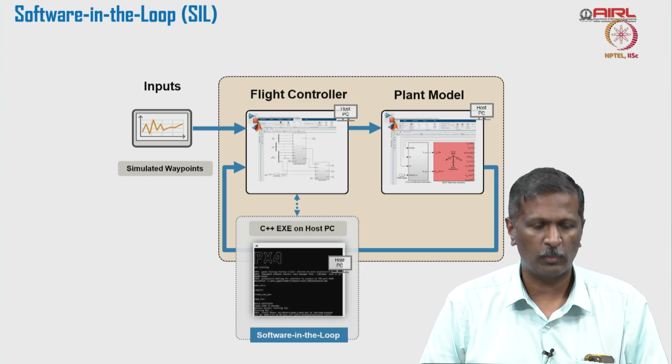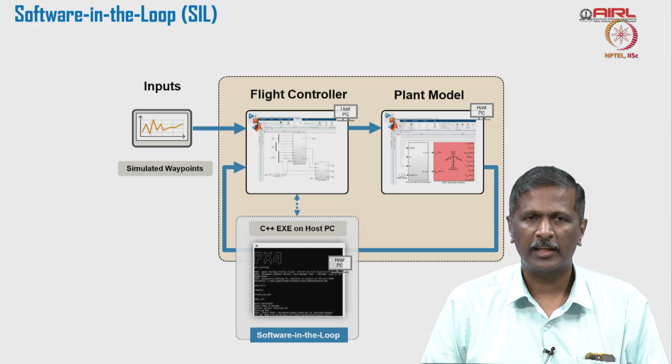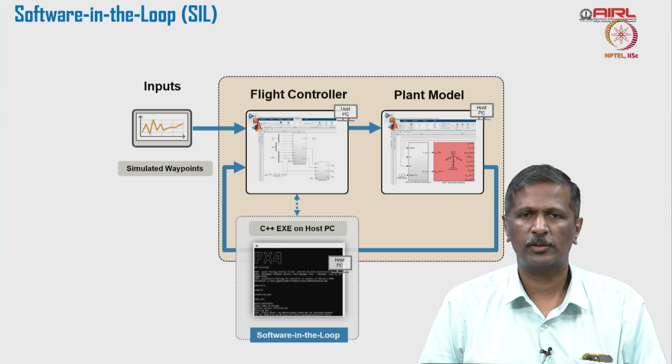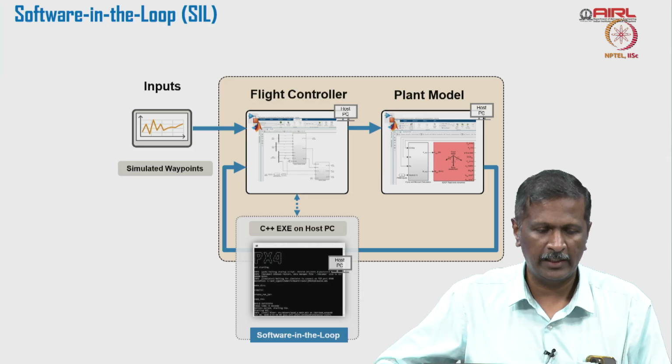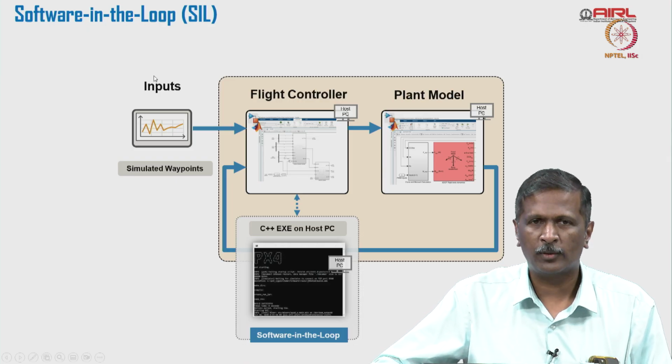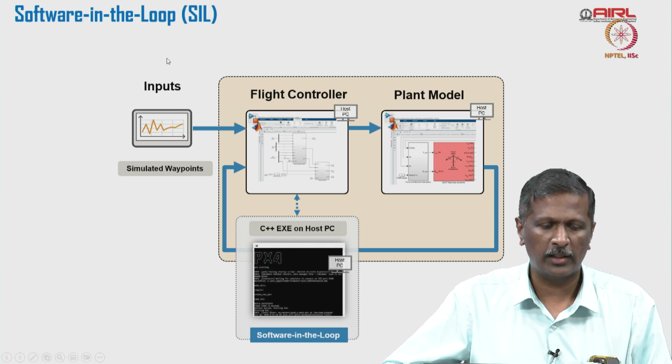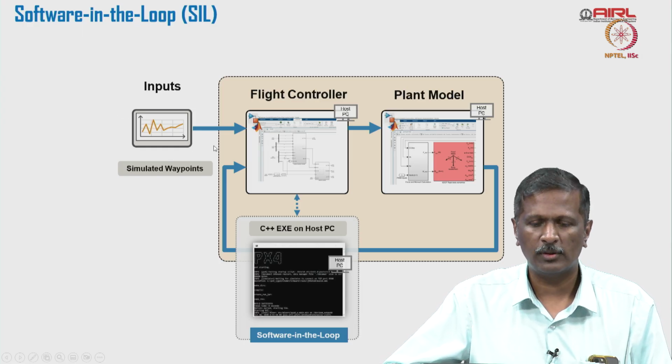Here I am just taking it one step further. The input basically comes from the ground control station. The ground control station will define the map, where you have to start, and how you are going to navigate for a specific mission. All that will be present in the ground control station, and that will be translated as an input to the software in the loop simulator.